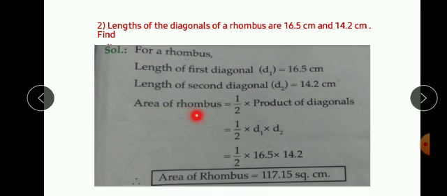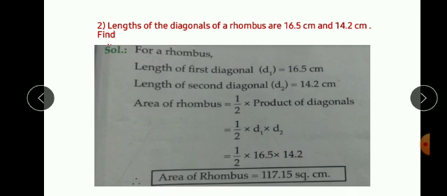What will be the area of a rhombus? Area of rhombus is 1/2 into product of lengths of the diagonals. So it is equal to half into D1 into D2. That means D1 is 16.5 and D2 is 14.2. So half into 16.5 into 14.2. What we will have? If you cancel this 14.2 with this 2, 2 sevens are 14 and 2 ones are 2. So 7.1 and 16.5. So multiply 7.1 by 16.5, or you can do the calculation as you wish.